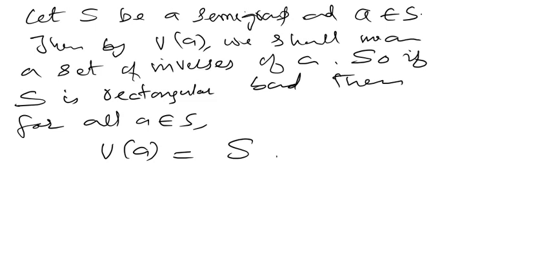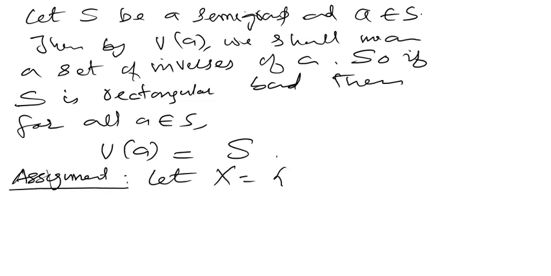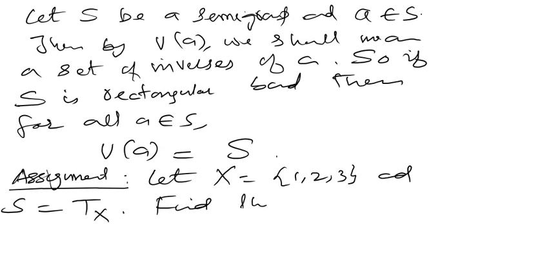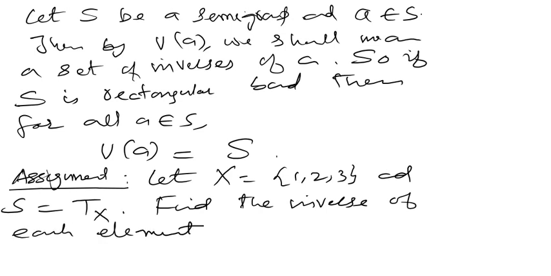आपके लिए एक असाइनमेंट है: let X equal to {1, 2, 3} and S equal to the transform semigroup T_X. Find the inverse of each element of S. S के हर किसी एलिमेंट का इन्वर्स निकालिए, and you will see that कुछ एलिमेंट्स के एक ही इन्वर्स होगा, बट देयर आर एलिमेंट्स व्हिच कंटेन्स मोर देन वन इन्वर्सेस. ये आप देख सकते हैं. इन्वर्सेस ऑफ ही आपको निकालना है.